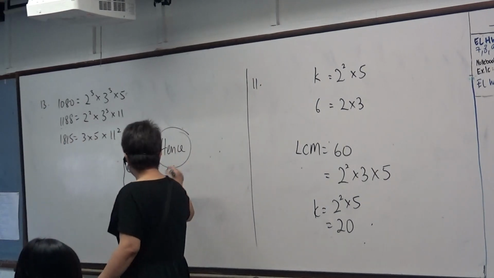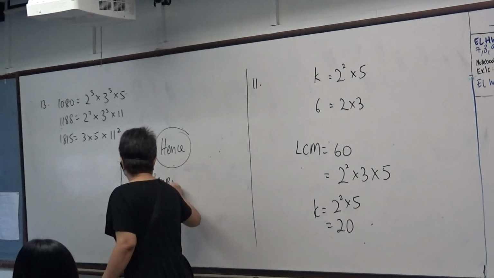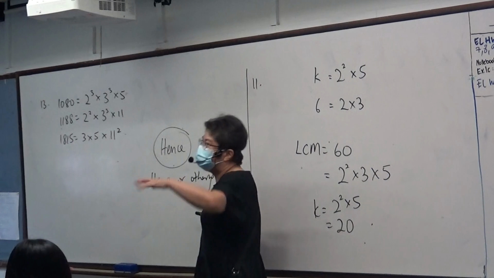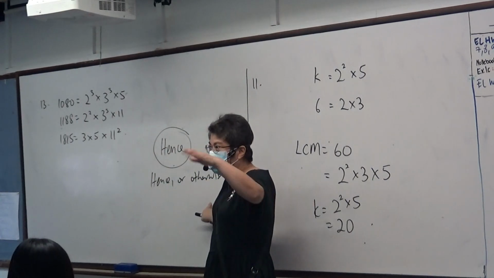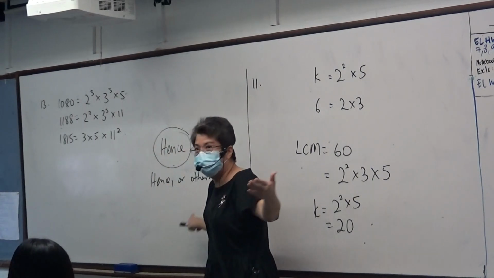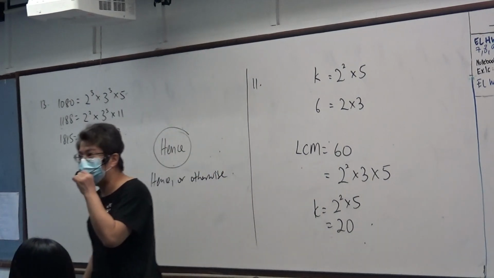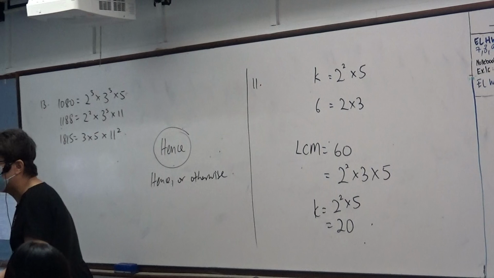Now, if the question says "hence or otherwise", that means you can use another method. You need to give what they gave you or the previous method. Are you clear with what I'm saying? So once you see the word hence, that means you must use the previous part of the question.